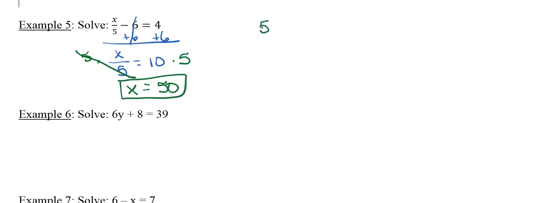Again, we can check it. Now when we're checking it, we go forward with order of operations. We do what we're used to. 50 divided by 5 is 10. 10 minus 6 is 4. So it checks. So we only go backwards when we're solving it. We go forward when we're checking it.